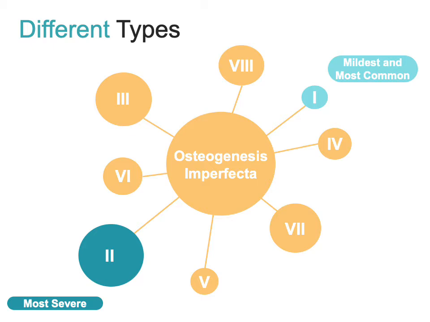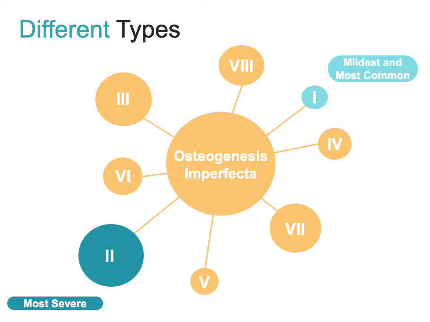Back in 1979, when Dr. David Sillens and his team defined the different types of osteogenesis imperfecta, they were only defining the first four. So they only knew of the first four. Since then, there have been roughly 19 forms of osteogenesis imperfecta that have been defined. On this slide, we're only showing the first 8.